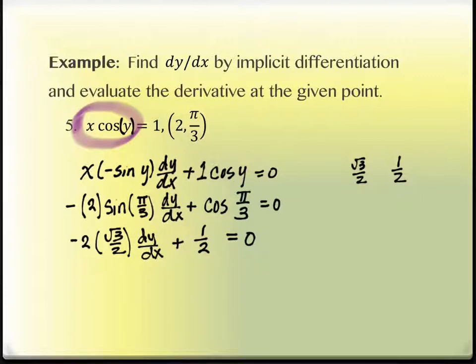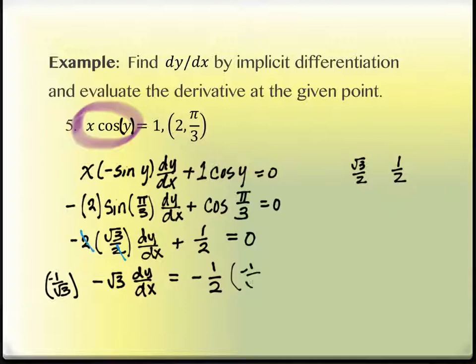Our goal is to solve this for dy dx, so we're going to clean things up a little bit. This is actually really nice that these 2's cancel. So I have negative square root 3 dy dx equals negative 1/2. I'm going to divide by that negative square root 3, but that's the same as multiplying by the reciprocal, like 1 over square root of 3, which is a little easier to deal with because I've already got a fraction over there. So I'm going to multiply by negative 1 over square root 3.